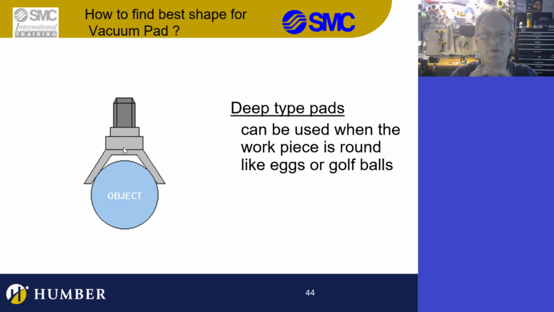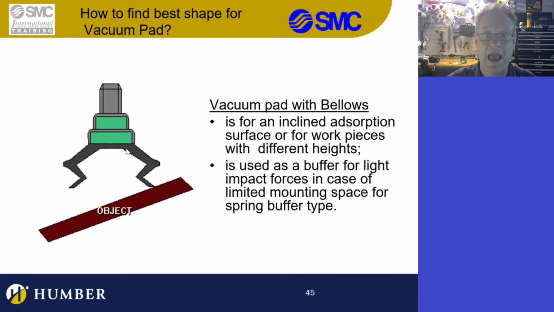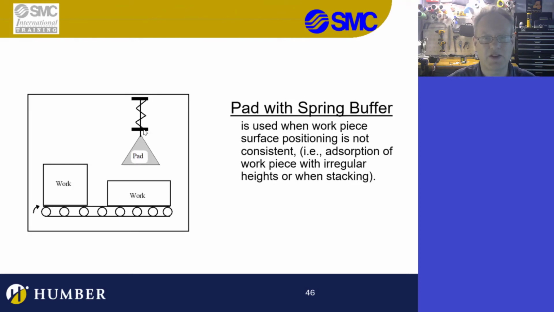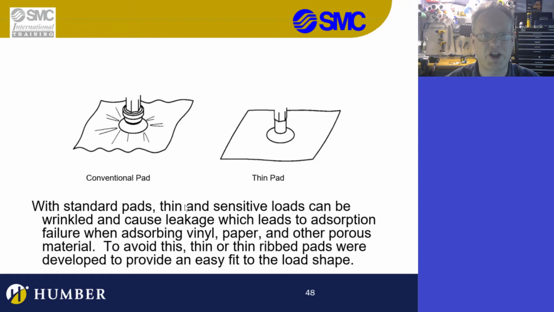If we're going to pick up something that's round, we use a deep cup. And if we're picking up something on an angle, we're going to use a bellow. And then we also have pads with spring buffers. So this is going to come down and hit here, bang onto it, suck onto it, and then it'll start to pick it up. Pretty cool situation. And then the oval pads. The oval pads are used for long, thin things like microprocessors or chips, ICs, integrated circuit chips. Pretty cool.